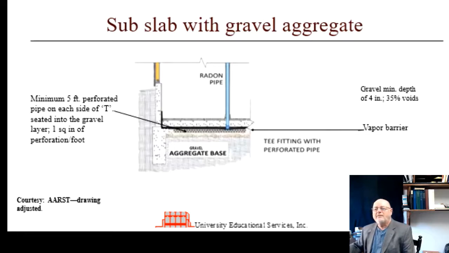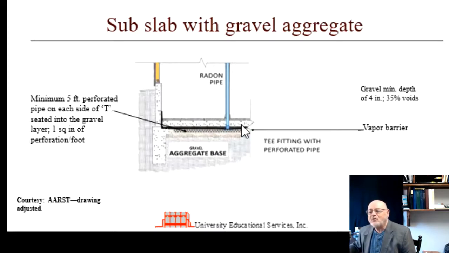a radon subslab with gravel aggregate as depicted here. And you can see in the drawing, I've indicated that there's some gravel down here simply by putting the words gravel aggregate base down here. And presumably for many of you, you're already putting in a gravel of 4-inch depth and 35% voids. And you're also probably already using a vapor barrier. I've indicated here with this black line coming up the wall over here. Now, you might not be bringing it up the wall, but you will with a rough-in system.